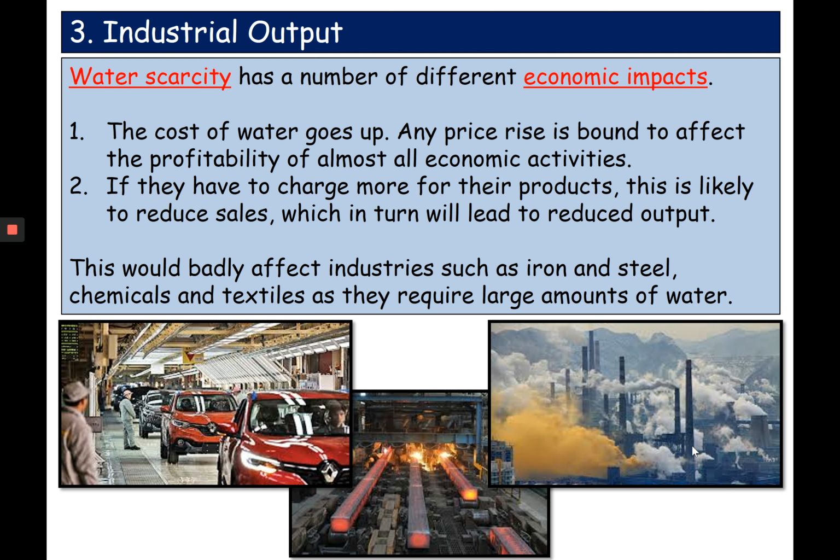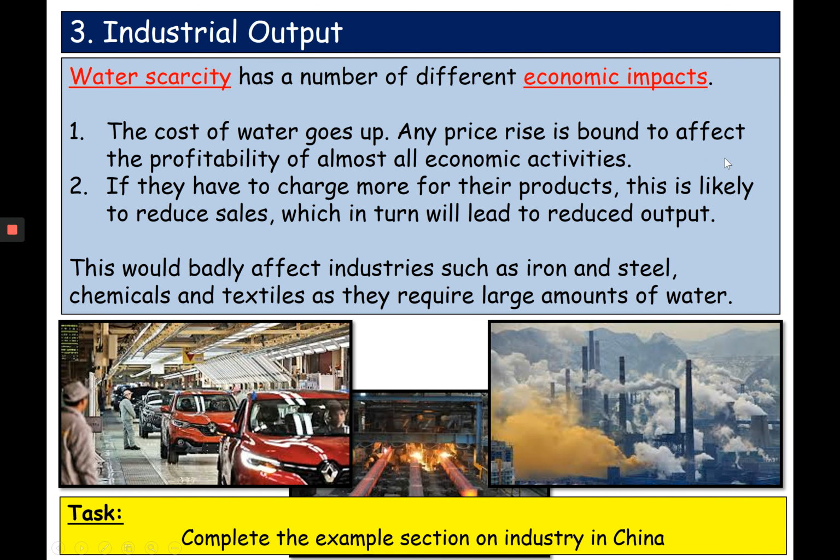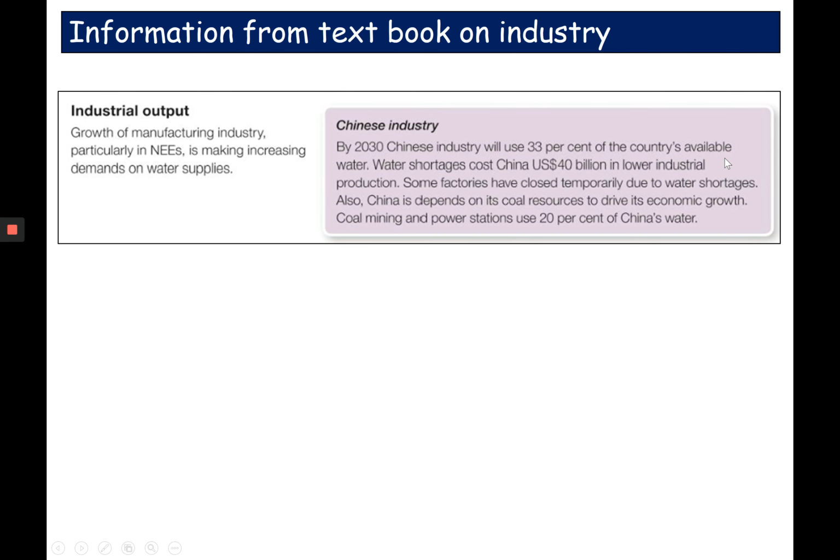So we've got to think about how that's going to affect them. Now, in China, they've already had in the past issues of water shortages, and that has cost them $40 billion in lower industrial production. So because they've not had enough water, they've not been able to make the products, and that is the total amount of money that they've lost or they've not earned because they've not had the water to meet the demand. And some factories have had to close temporarily, some even completely, because of a lack of water.